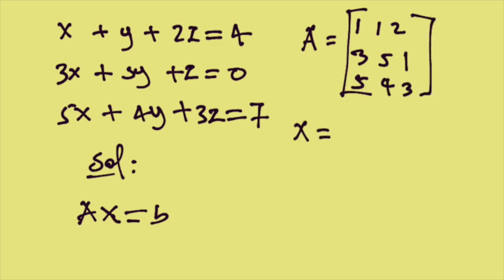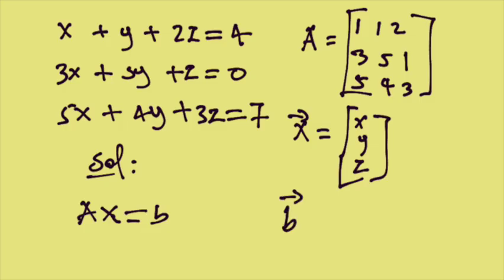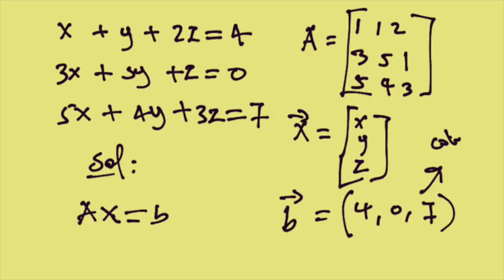X is now a vector, so it's going to be all the variables. And B is a vector too, it's going to have 4, 0, 7. This is a column matrix. So I'm just writing it like this so that I save space. But this one is a column matrix. Okay, let's look into that.